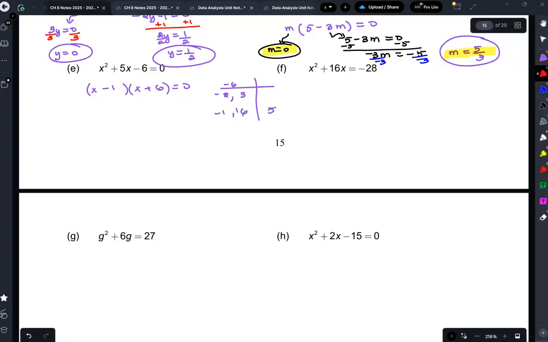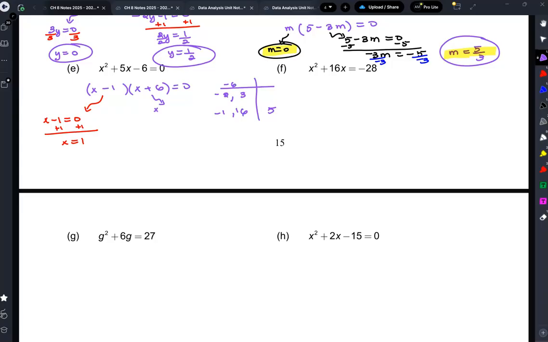Okay, so here, x minus 1 is equal to 0. Add 1, x equals 1. Here, x plus 6 is equal to 0. Subtract 6. x is negative 6. Okay?